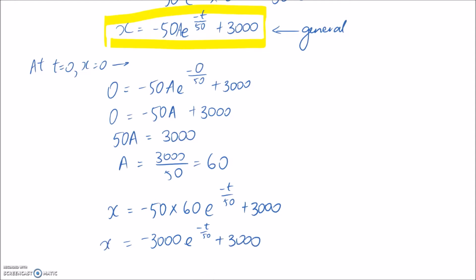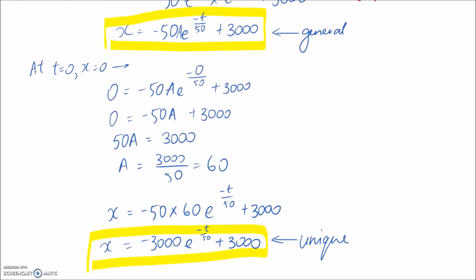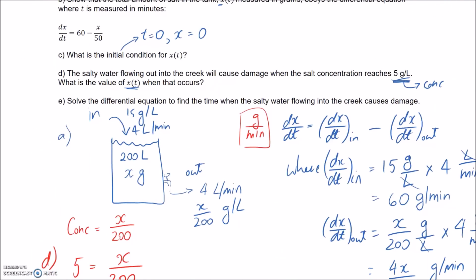So what I've solved for here now is my unique solution to the differential equation, because it fits for both. I'll go back. This is the solution to the differential equation that fits both the differential equation itself as well as meeting the condition that at t equals 0, x is equal to 0. So the final step here was to figure out when it actually became dangerous to release. Okay, so it wanted us to find out when the salty water flowing into the creek causes damage.